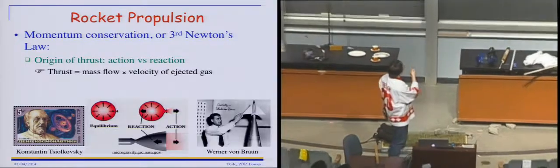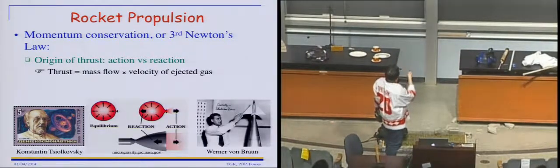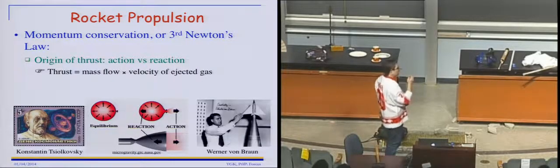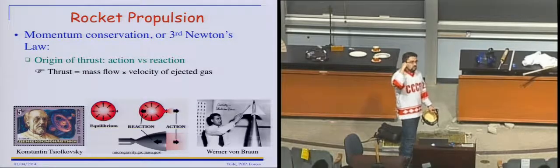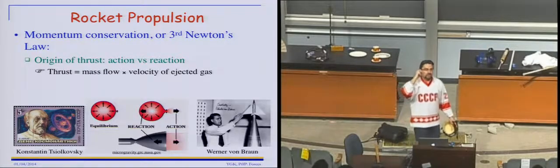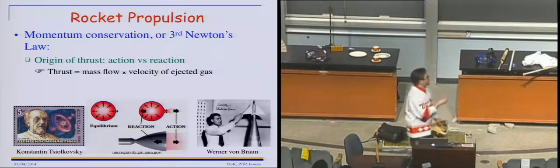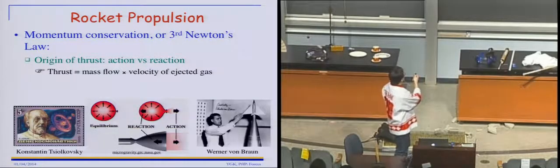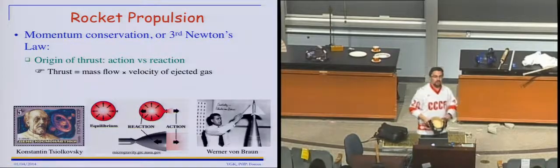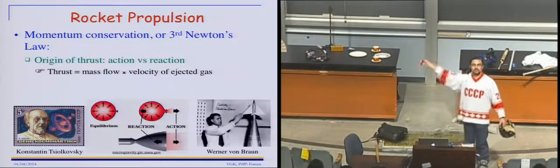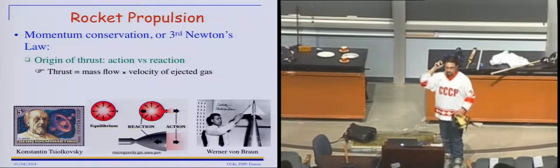So you can view it from the third law, Newtonian third law, that the action of the gases in this direction is counteracted by reaction onto the rocket in the opposite direction. Or we can view it from the point of momentum conservation, where the momentum given by the gases is counteracted by an equal and opposite amount of motion to the rocket in the opposite direction.